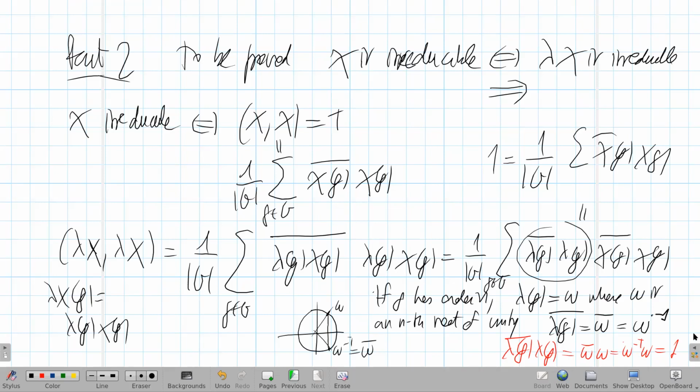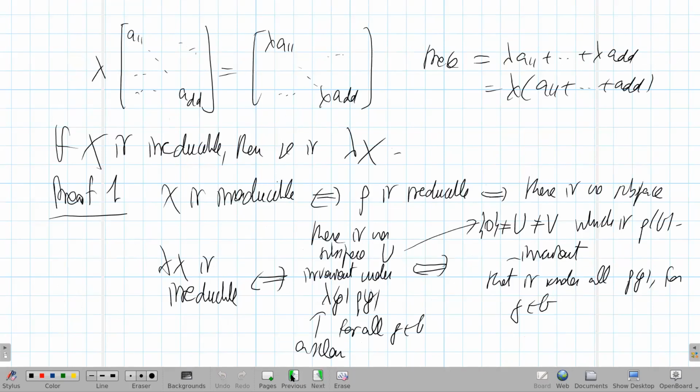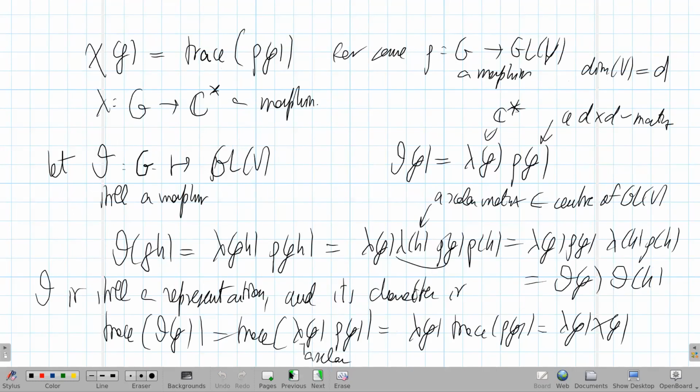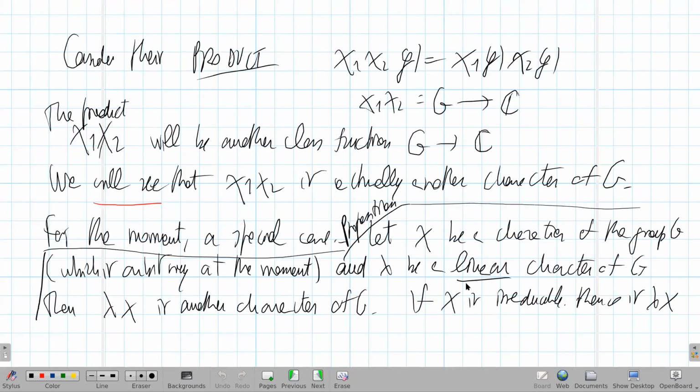So we've seen a particular case of a more general fact that we will see later, namely that if you have any character and a linear character, the product is another character and it's irreducible. And if one is irreducible, then so is the other. Okay. Good.